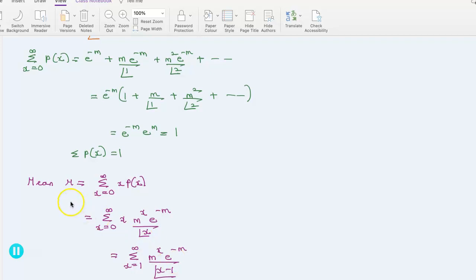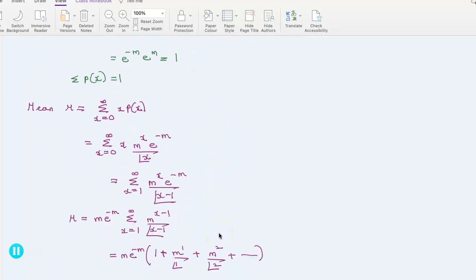Now what is the mean? Mean mu is given by summation x px, that is summation x equal to 0 to infinity x into px. What is px? m raised to x e raised to minus m by x factorial. If I take this as m raised to x and this becomes x minus 1 factorial, x by x factorial cancels, so this becomes summation x equal to 1 to infinity m raised to x e raised to minus m by x minus 1 factorial.